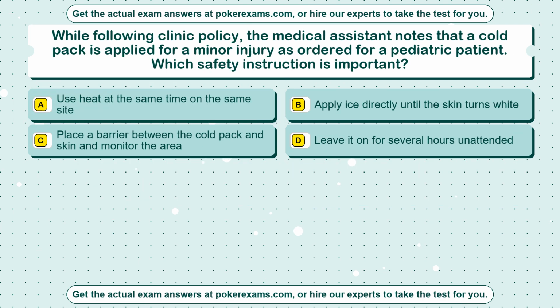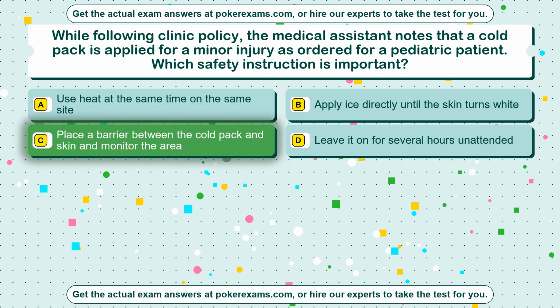Question 97. While following clinic policy, the medical assistant notes that a cold pack is applied for a minor injury as ordered for a pediatric patient. Which safety instruction is important? Option A. Use heat at the same time on the same site. Option B. Apply ice directly until the skin turns white. Option C. Place a barrier between the cold pack and skin and monitor the area. Option D. Leave it on for several hours unattended. The correct answer is option C.